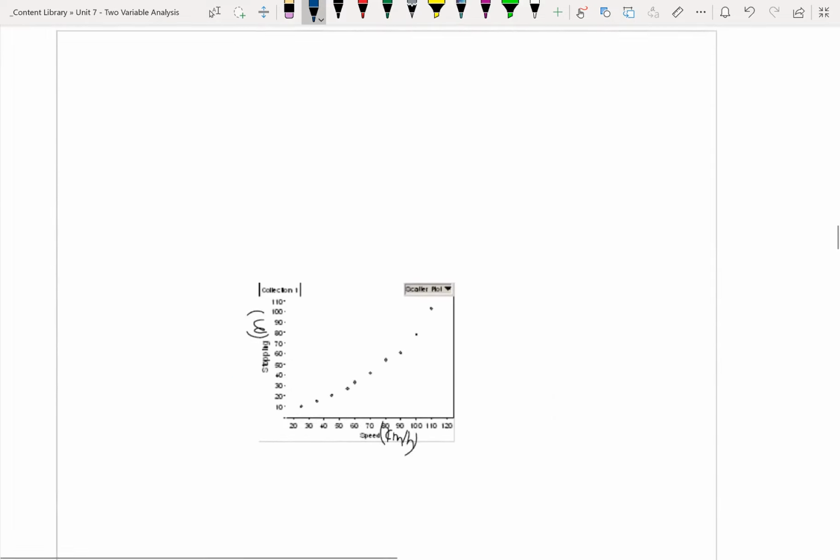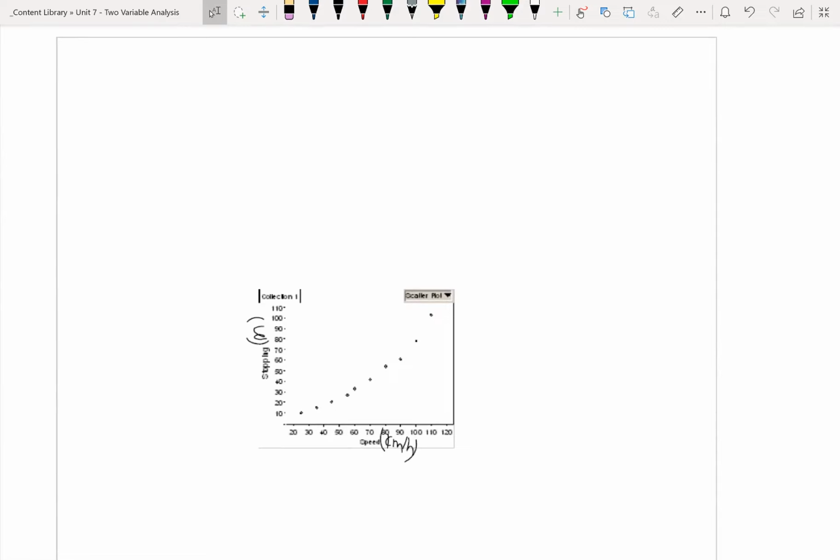So if we were to graph that, we would see our speed along the bottom on the x-axis because it is independent, and we would have our stopping distance on the y-axis because it's the dependent, and you would have your graph here. Now you still may get the same shape if you switch the two, but it's not going to read the same way looking at it. So that's why it's important to have the variables in the right spot.